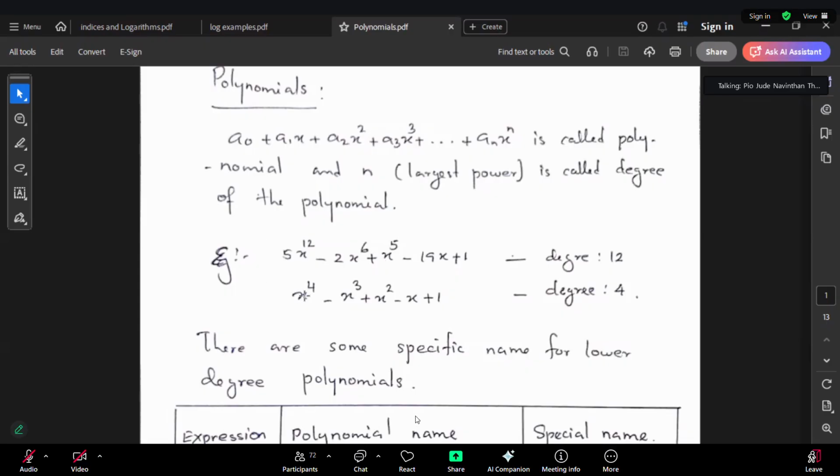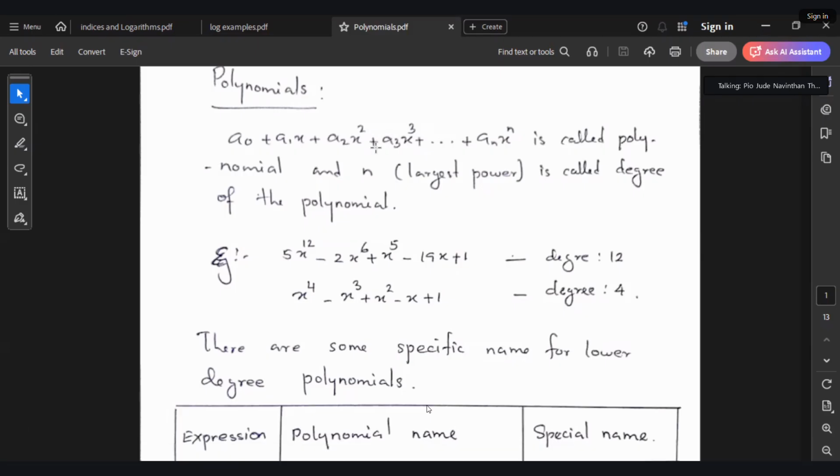So here the power is 4. You can compare here. x^3 contains a3, x^2 contains a2, similarly x with a1, right? And x^4 contains a4. So here there is no a4 that is equal to 1. Similarly a3, a2, a1, right?